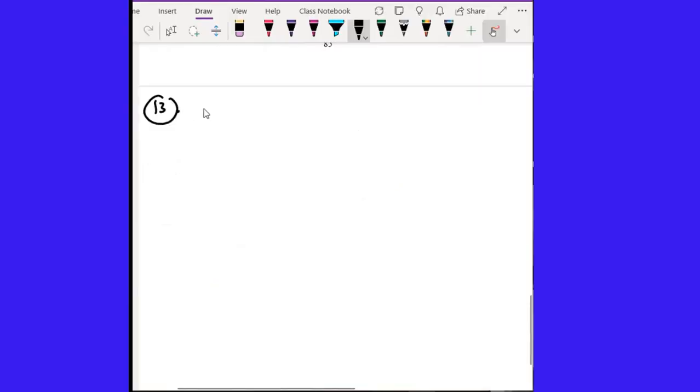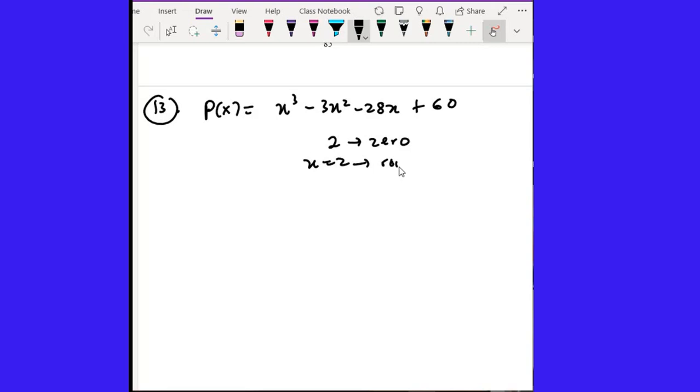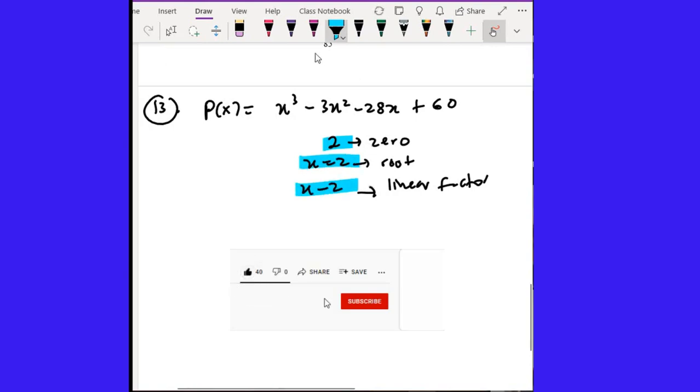This is cube. Okay, first thing write the px. Okay, x cube minus 3x squared minus 28x plus 60. So the given x is a 2 is a 0. 2 0 means x equals to root, x minus 2 linear factor. Okay, the same thing actually, dia datang benda yang sama. Okay, so kena factorize px into linear factor.